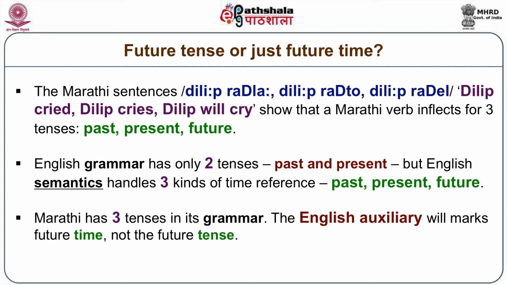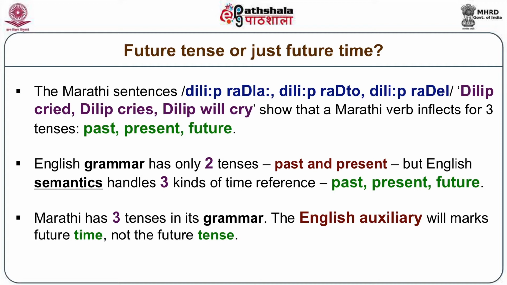Dilip rarla means Dilip cried, Dilip rarto means Dilip cries, and Dilip rarel will mean Dilip will cry. I'm sorry, it means Dilip will cry. This is a simple system of tenses. It is found in many languages.